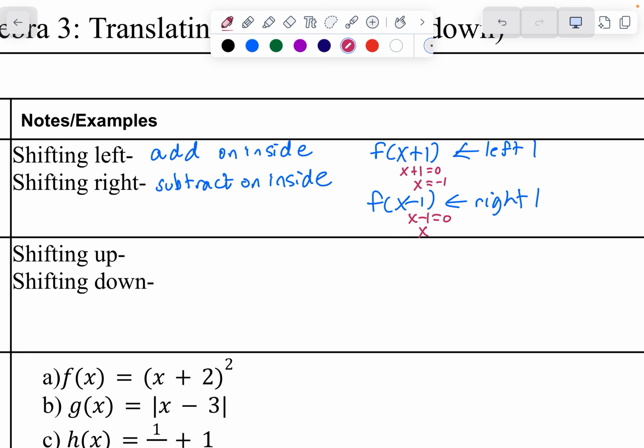About moving and shifting our function. Anything on the inside moves it somehow or changes it left to right. Anything on the outside shifts it or changes it somehow by moving it up or down. So then we just have some examples to look at.